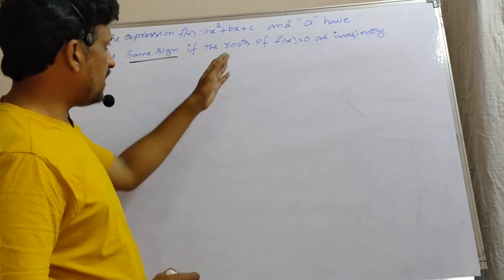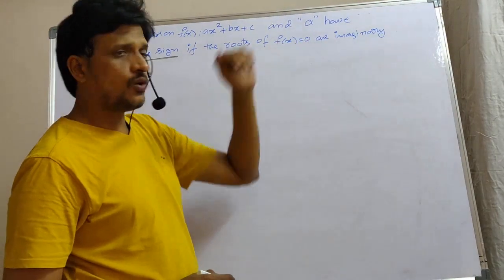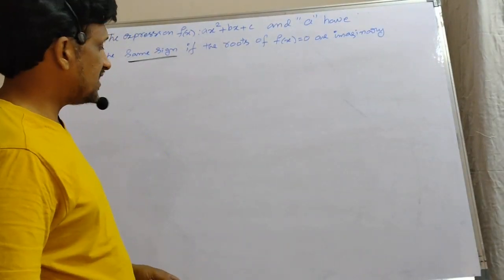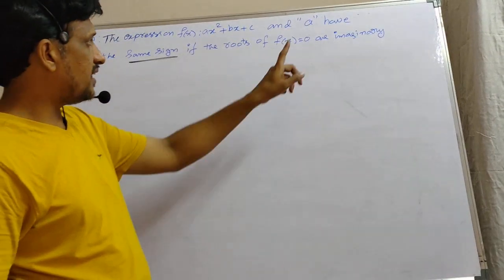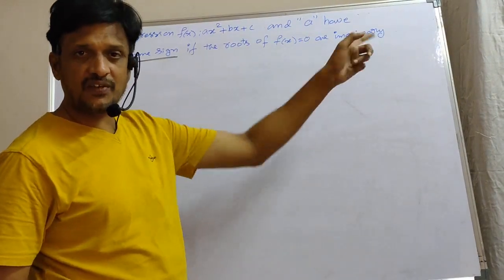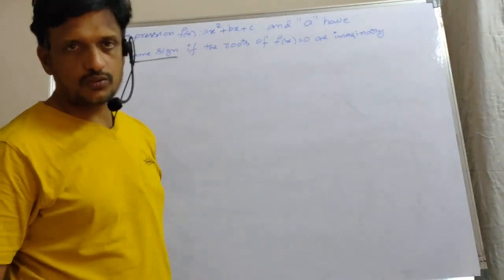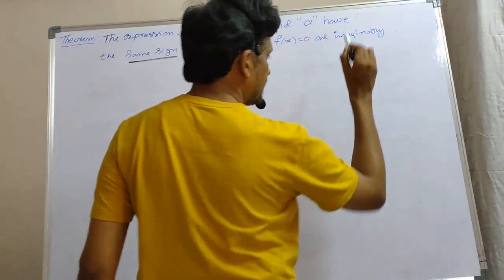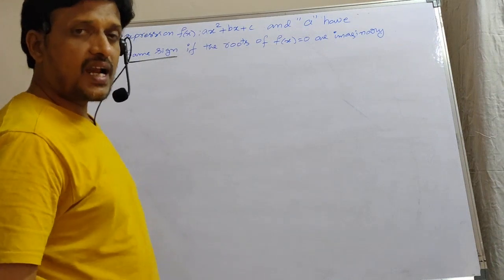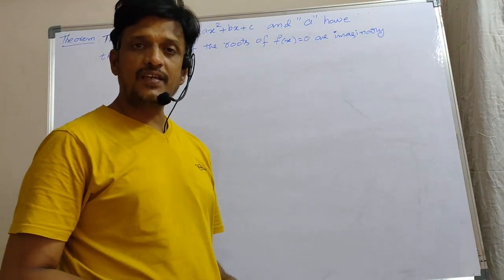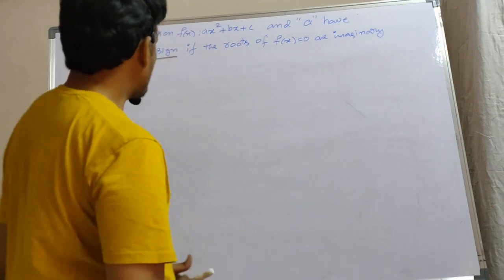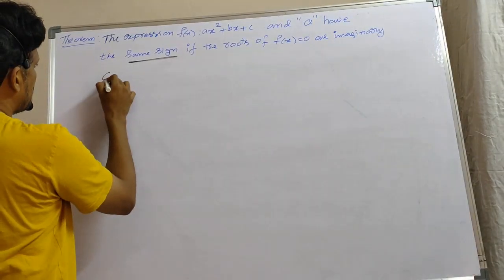It is possible only when the roots of f of x equal to 0 are imaginary. In such a case, f of x is the polynomial expression, so here this equal to 0 means polynomial equation. It has two roots. Quadratic equation means it has two roots. Here the roots are imaginary. So the quadratic equation has imaginary roots only when the discriminant delta is less than 0. Okay, here observe this carefully.